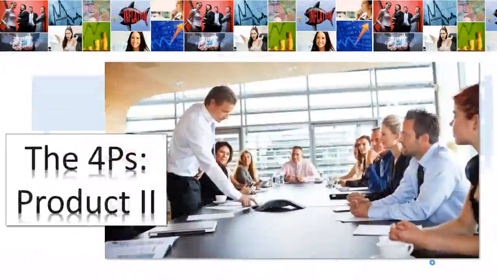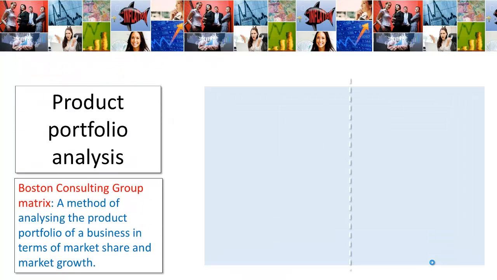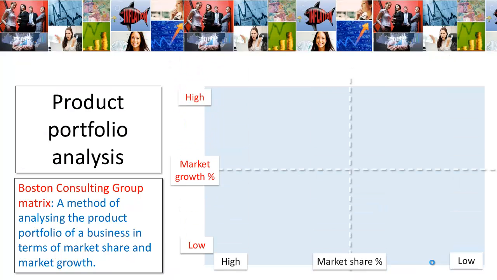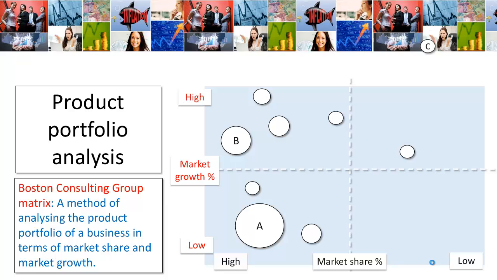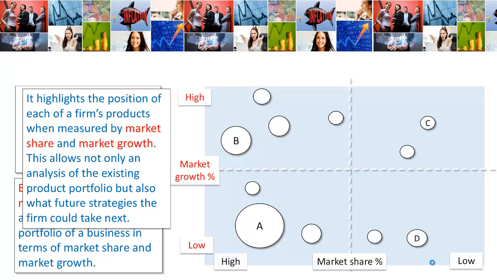Today we're into our second installment of product, our first P in the 4 P's of the marketing mix. This lesson focuses on product portfolio analysis and branding as the main topics today. The Boston Consulting Group Matrix, the BCG Matrix, is the most well-known product portfolio analysis. And this is just a method of analyzing the product portfolio, being the different products that a business will have. And it looks at these in terms of market share and market growth.